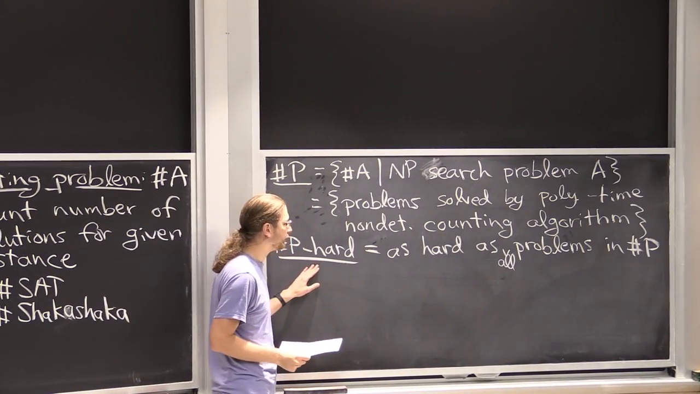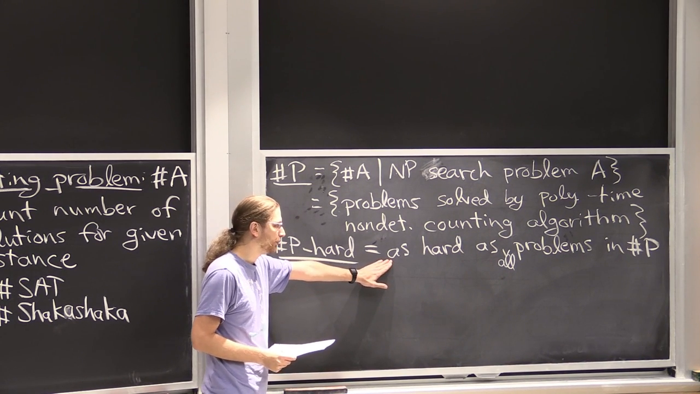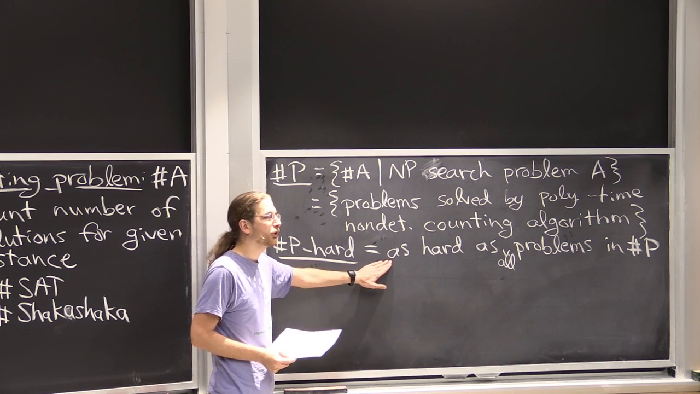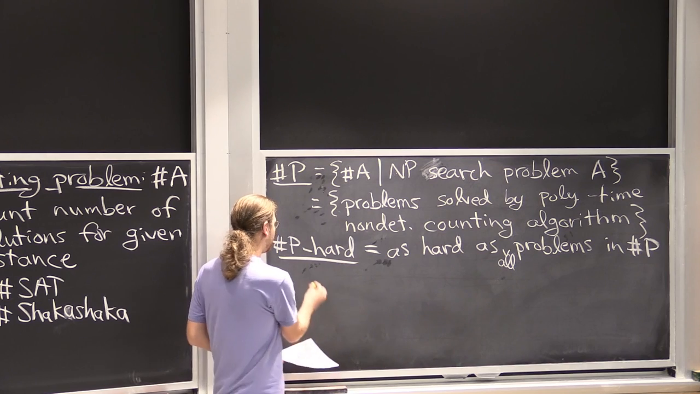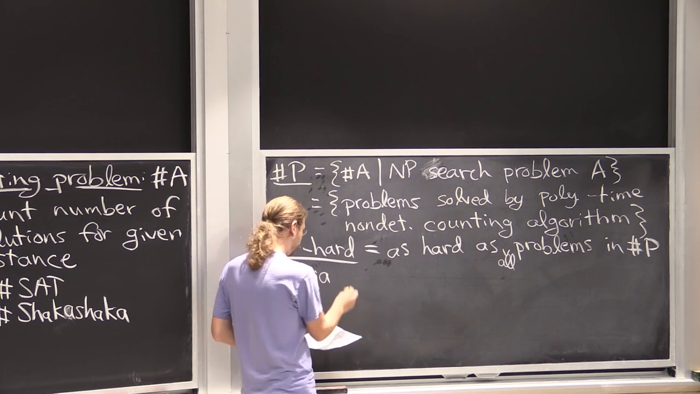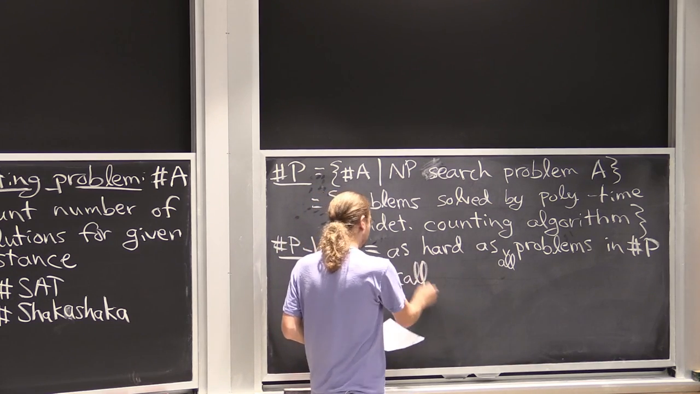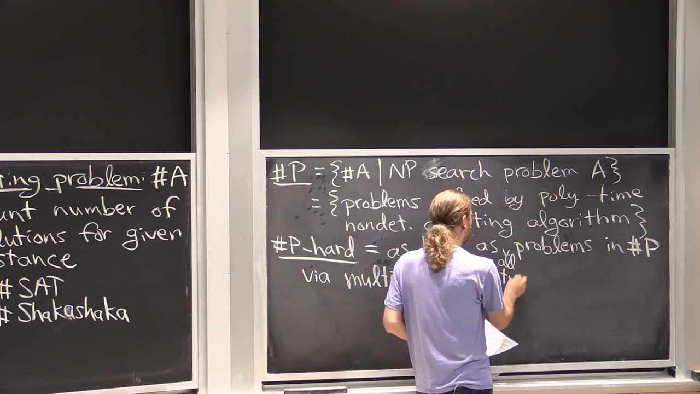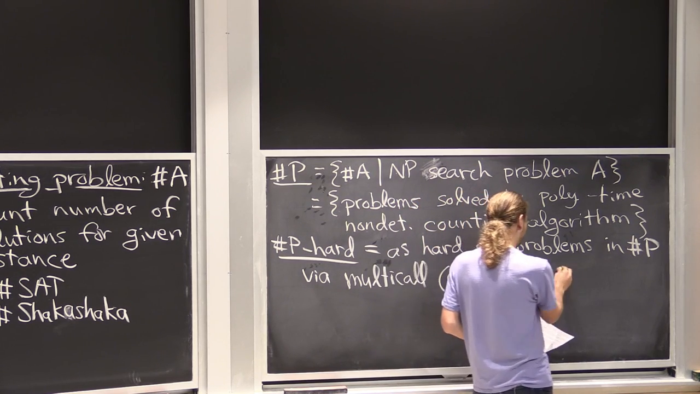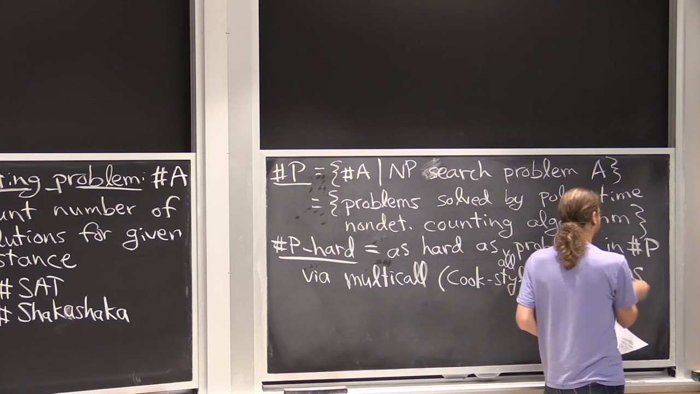Now let's think about hardness with respect to sharp P. As usual, we want it to mean as hard as all problems in that class, meaning that we can reduce all those problems to our problem. And the question is via what kind of reductions? And here we're going to allow very powerful reductions. We've talked about these reductions, but never actually been allowed to use them. Multi-call Cook-style reductions.